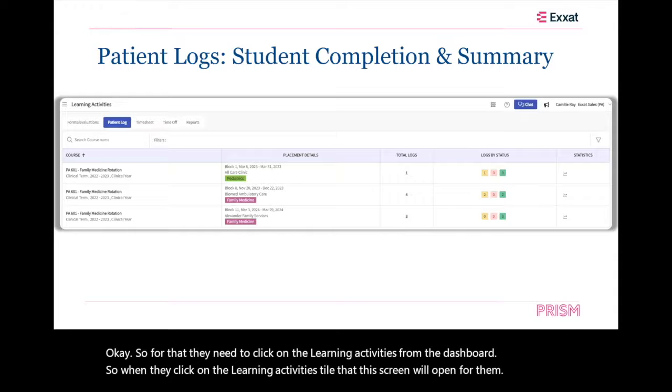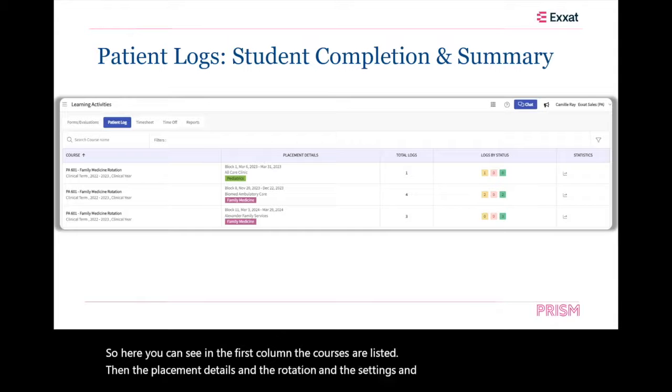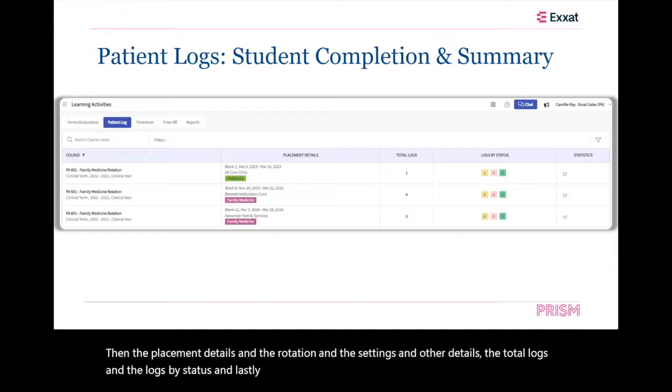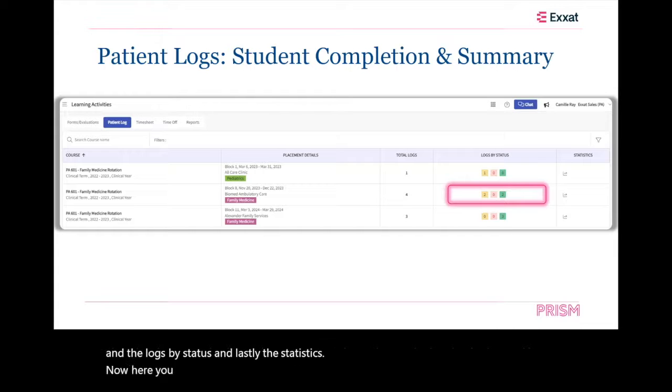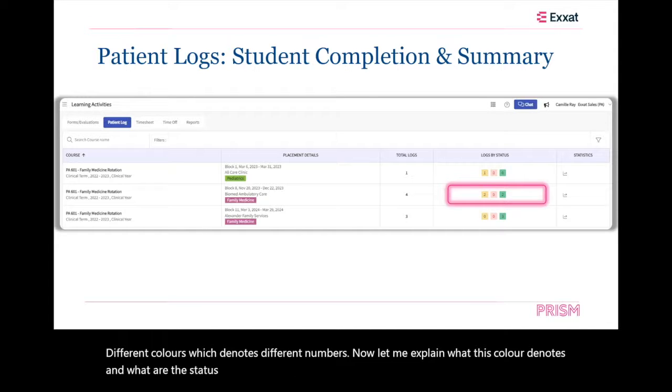So here you can see in the first column the courses are listed, then the placement details and the rotation and the settings and other details, the total logs and the logs by status, and lastly the statistics. Now here you can see in the logs by status column there are different colors which denote different numbers. Now let me explain what this color denotes and what the status suggests for the students.